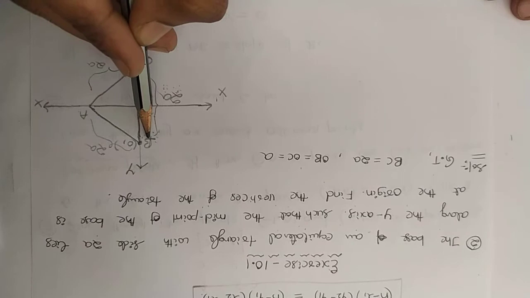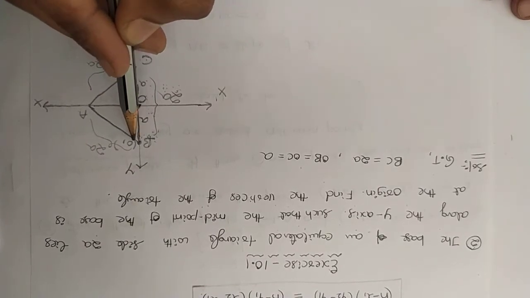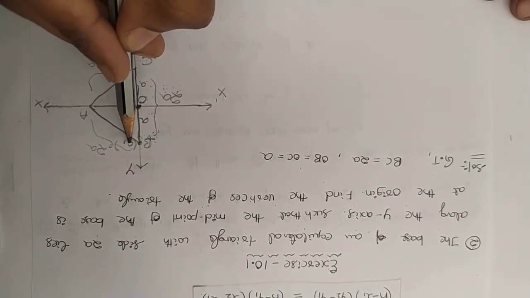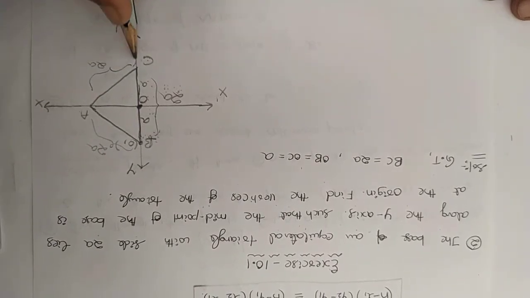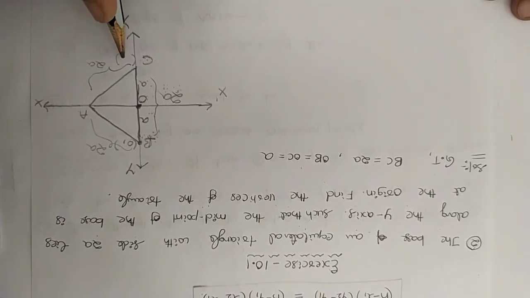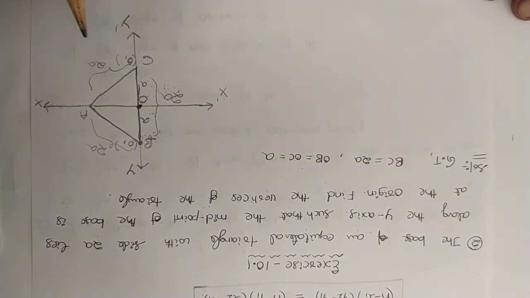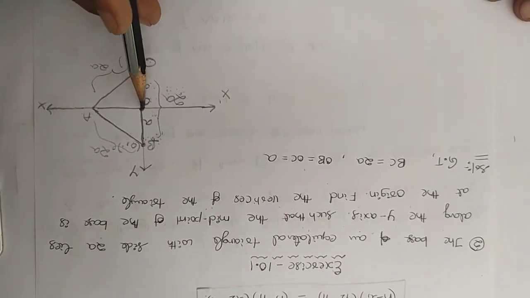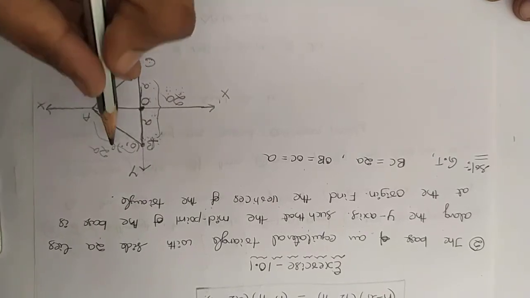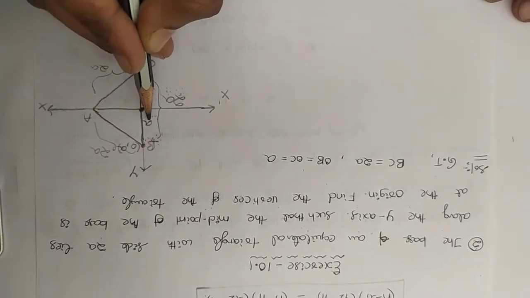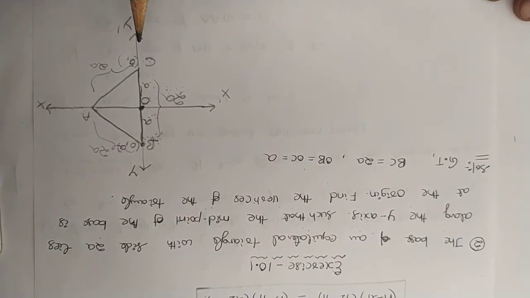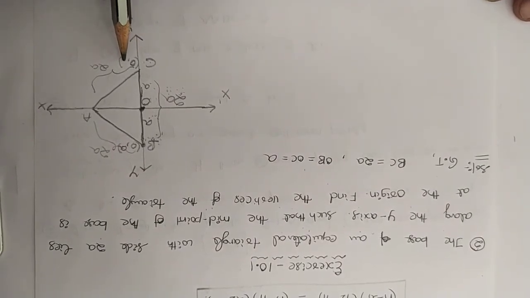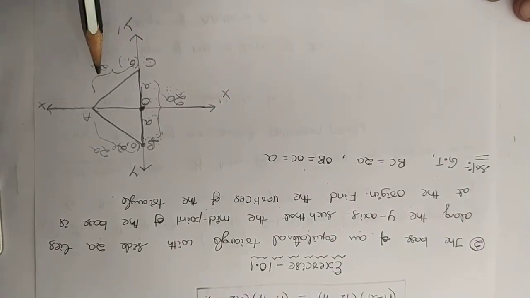Similarly, this point B lies on the y-axis. Therefore, here the x coordinate is 0. Similarly, this point C lies on the y-axis. Therefore, here also the x coordinate is 0. Then, what about the y coordinate? The length of OB is small a. See, small a. What about the coordinate of the point C, I mean the y coordinate here, a or minus a?